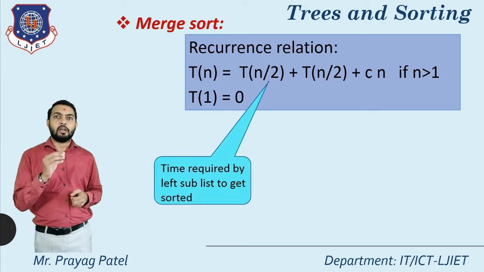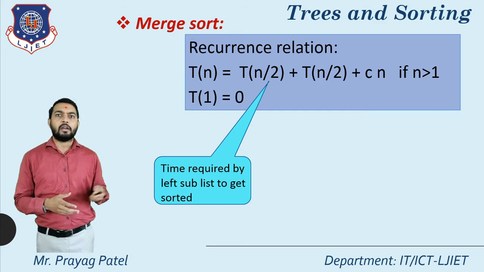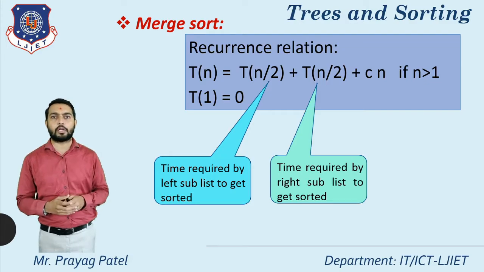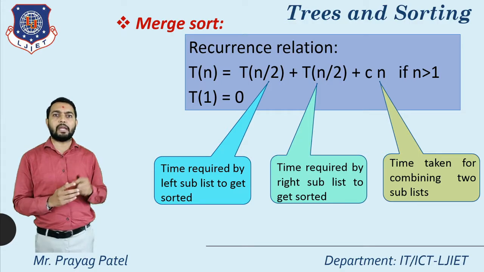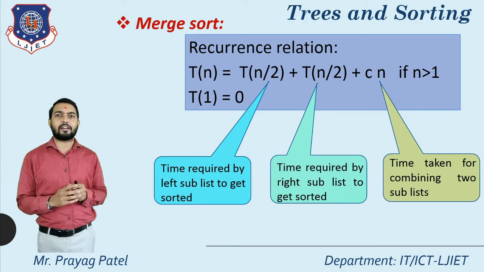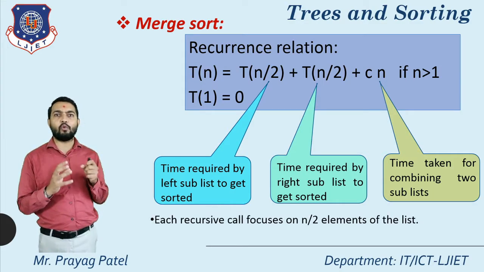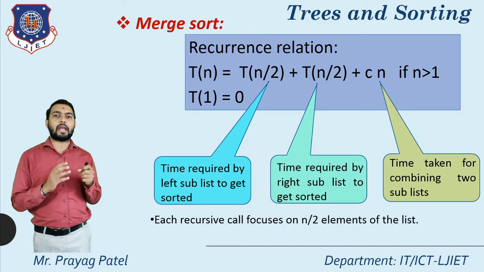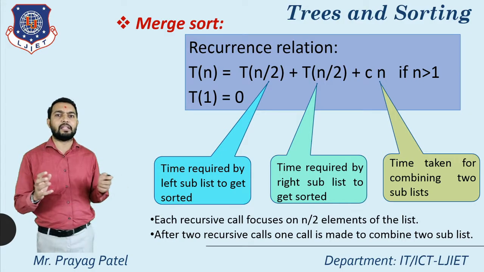Now in this equation, why do we write the first T of n by 2? First T of n by 2 means the time required by the left sublist to get sorted. Second T of n by 2 is the time required by the right sublist to get sorted. And c into n is the time taken for combining the two sublists. So this is the recurrence formula for merge sort. Now we already know how we can solve the recurrence relation. Here each recursive call focuses on n by 2 elements of the list. After two recursive calls, one call is made to combine these two lists.